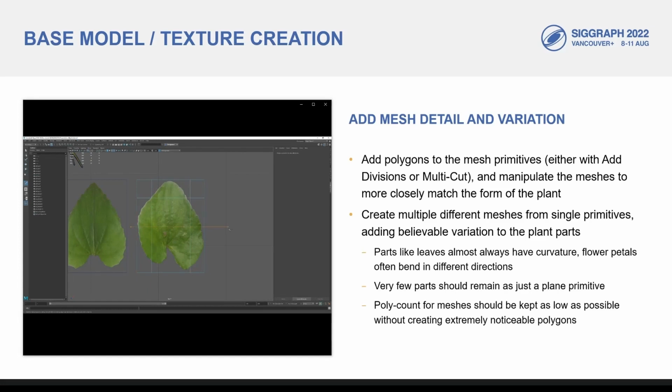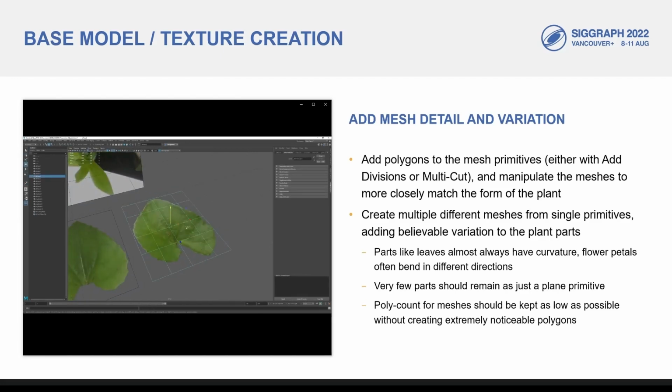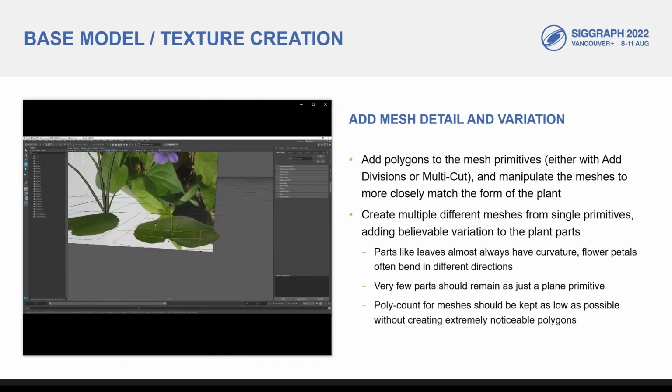And it's important to just consider which parts would need to have more curvature and detail. Parts like leaves almost always have that kind of curvature. Flower petals often bend in different directions. There are very few parts, except for really small things, that should ever remain as a plane primitive. I think in this case the only part that does is the spur, the small spur underneath the flower of our blue violet.